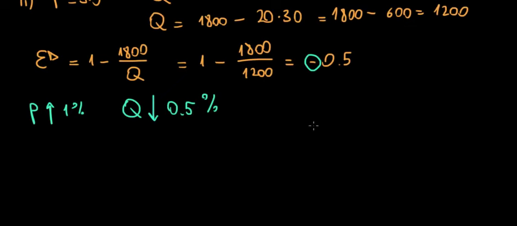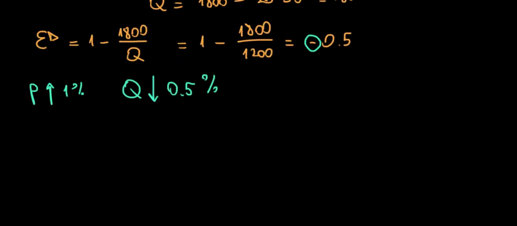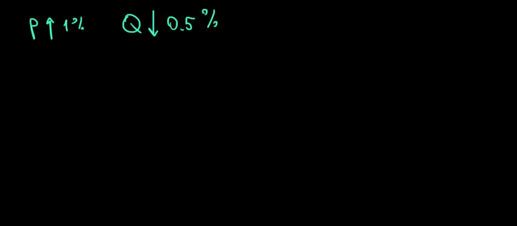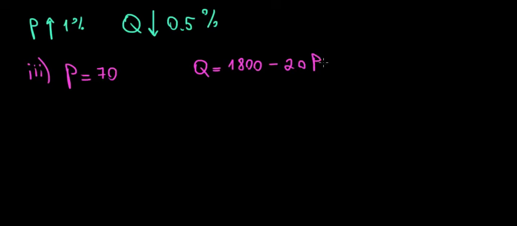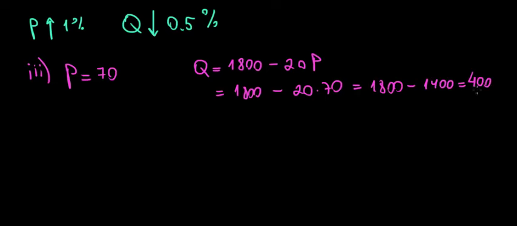And that's it. And the last part, the last case, is when price equals 70. What is the elasticity of demand in this case? Well, again, first calculate the quantity, 1800 minus 20 times P, which is 1800 minus 20 times 70, and that's equal to 1800 minus 1400, that's equal to 400.